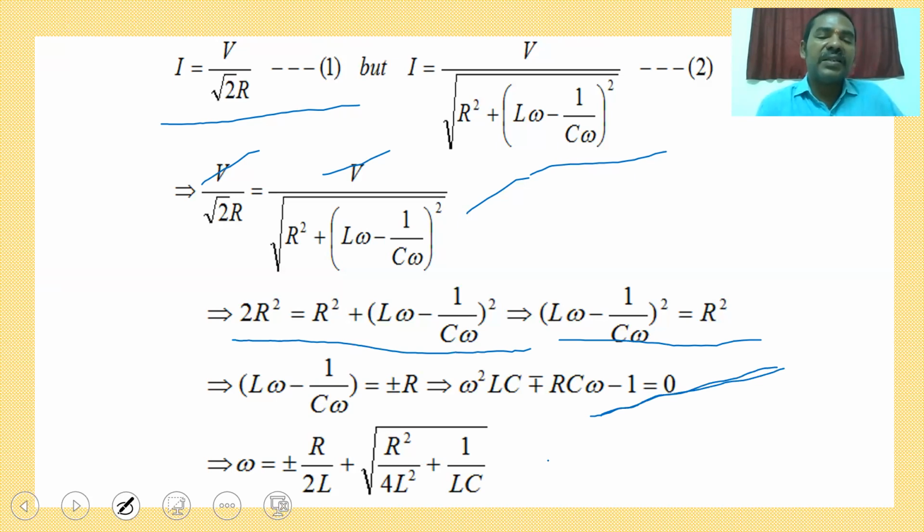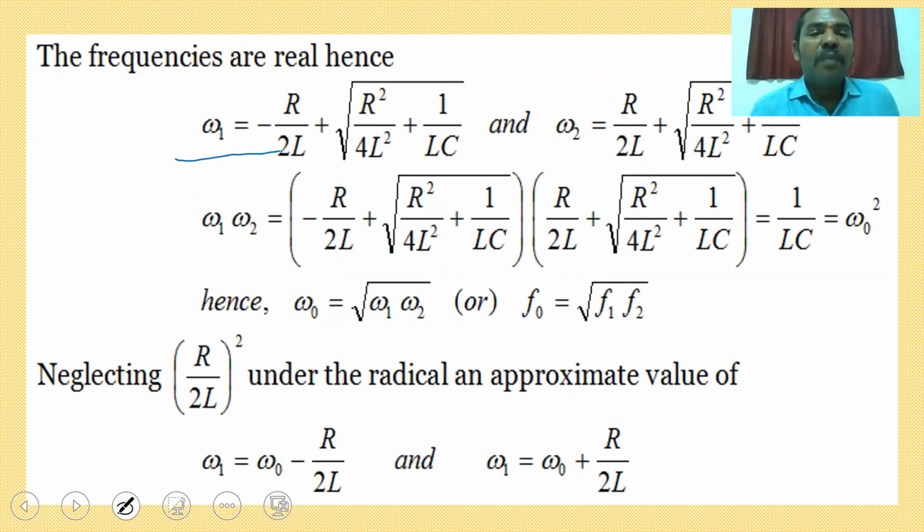The roots of the characteristic equation are plus or minus R by 2L plus root of R square by 4L square plus 1 by LC. So W1 and W2 are the roots for omega. The omega 1 is minus R by 2L plus root of R square divided by 4L square plus 1 by LC, and your omega 2 is R by 2L plus root of R square divided by 4L square plus 1 by LC.